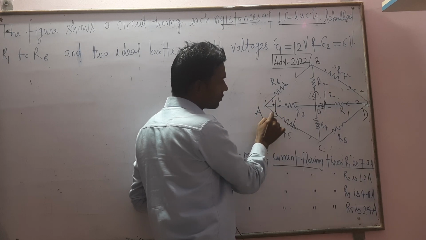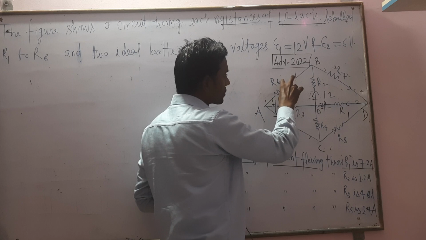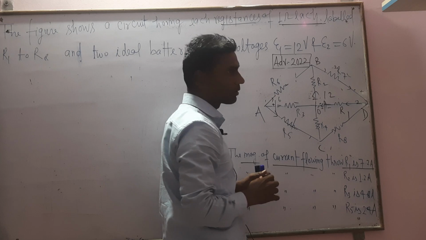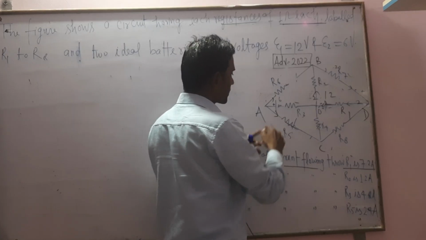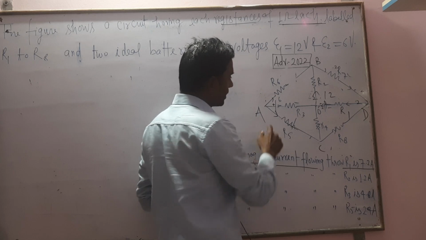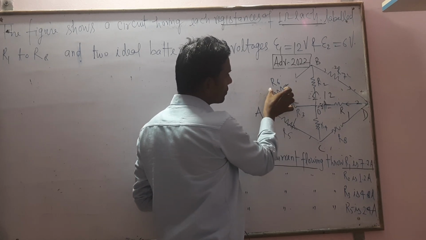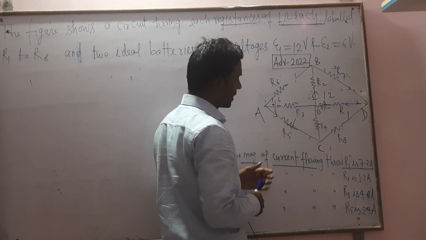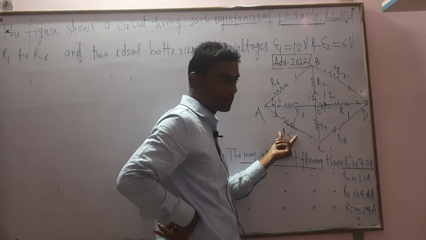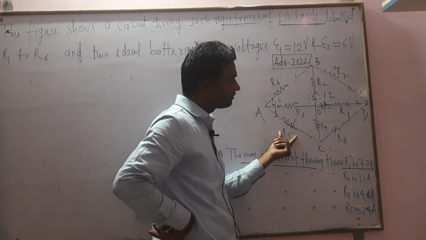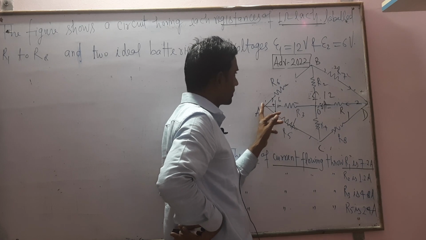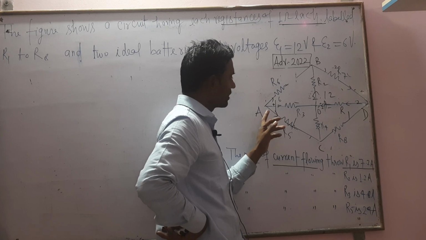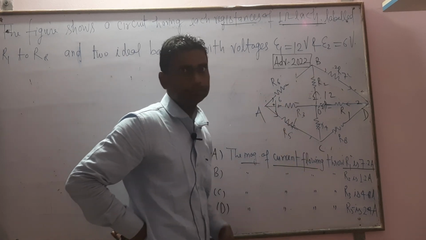So this is I1 by 2 and this is I1 by 2. Here R6 is given, and each resistance equals 1 ohm. So the potential difference between A and B: VA minus I1 by 2 into 1 equals VB. Similarly, from A to C, VA minus I1 by 2 into 1, since R5 equals 1 ohm, equals VC. This implies that VA minus VB equals VA minus VC, so the potential difference between A and B equals that between A and C.